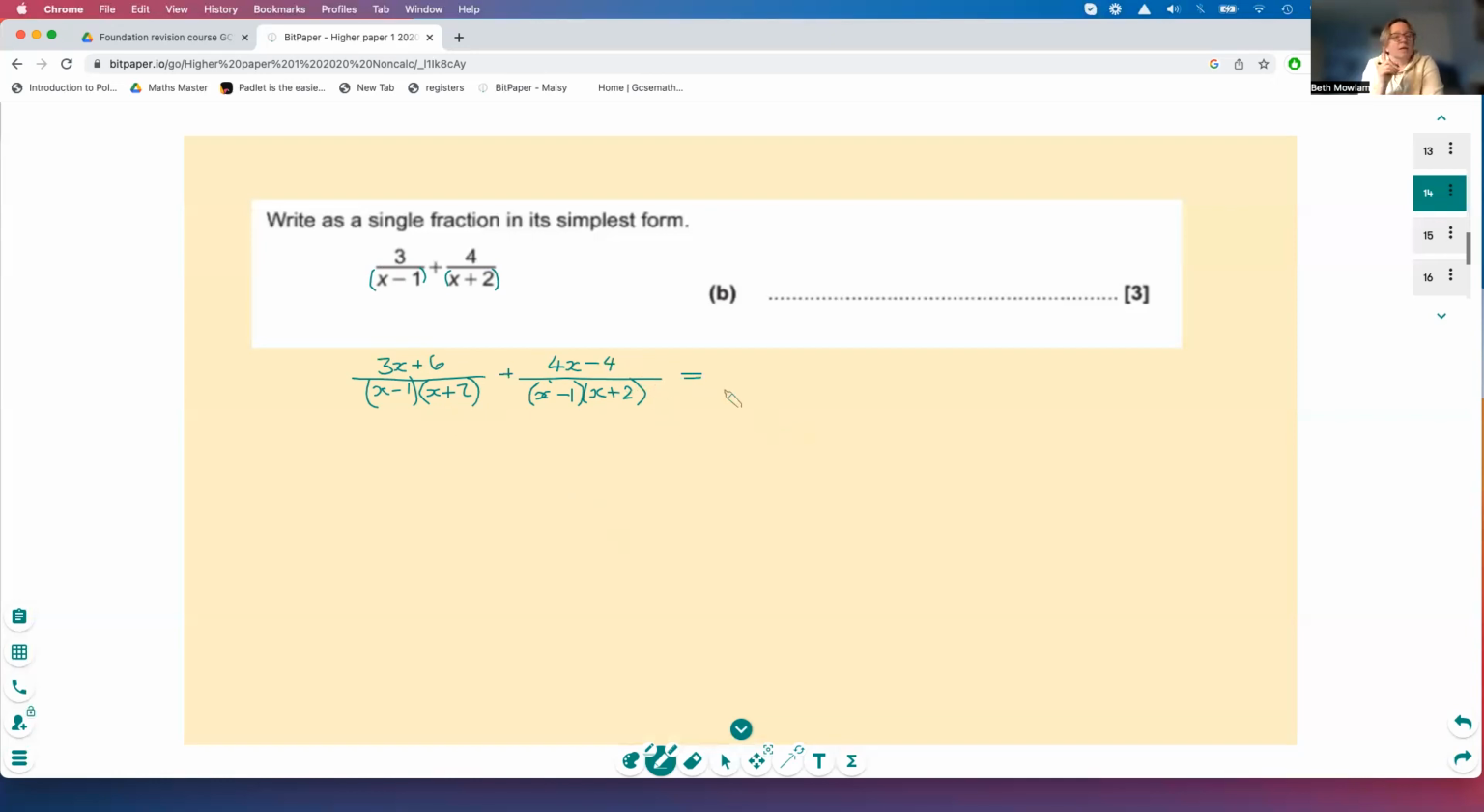I can combine it to make a single fraction. So single fraction, remember, one fraction. So 3x plus 4x is 7x. 6, take away 4, plus 2. No point expanding out the bottom unless it asks you to, because then you can simplify if need be. So hopefully you will manage to get that answer. Good work.